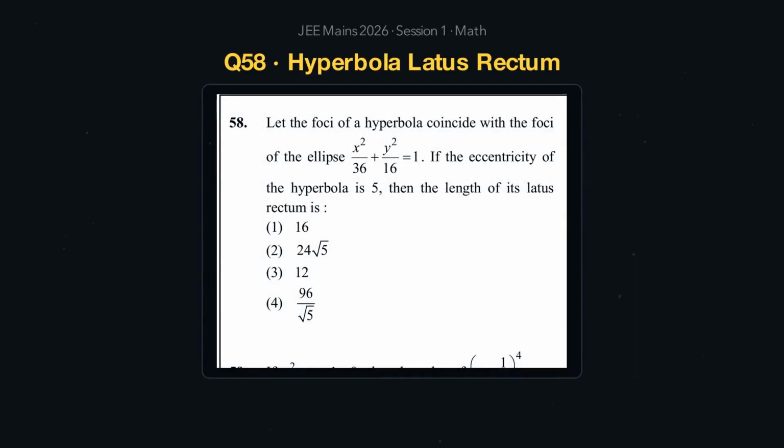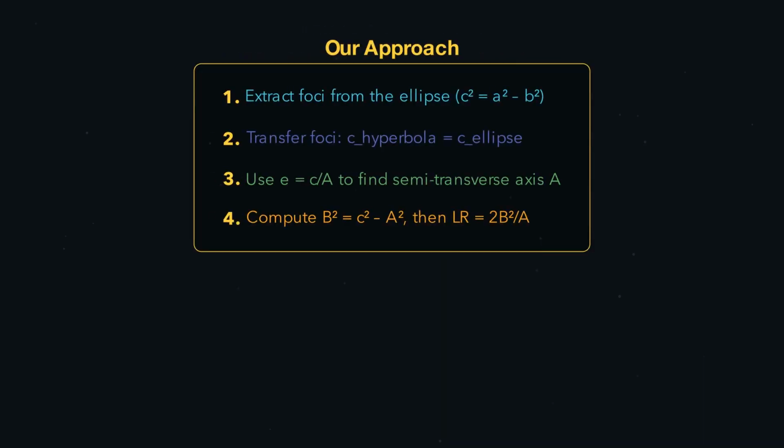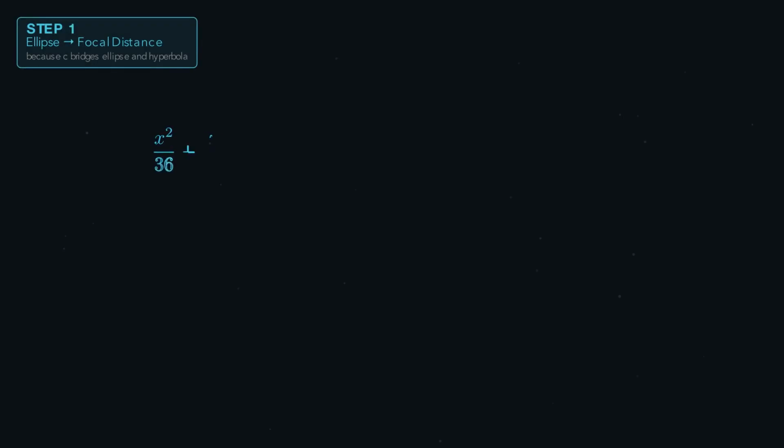2 conics, 1 shared secret, their foci. And from that single link, we unlock the hyperbola completely. Here's our approach. First, we'll extract the foci from the given ellipse using the standard focal distance formula. Then, we transfer those foci directly to the hyperbola. Next, we use the given eccentricity to find the semi-transverse axis. Finally, we compute the latus rectum in one clean step.